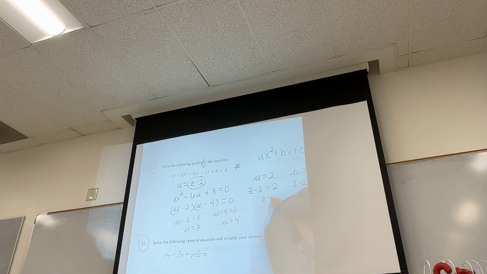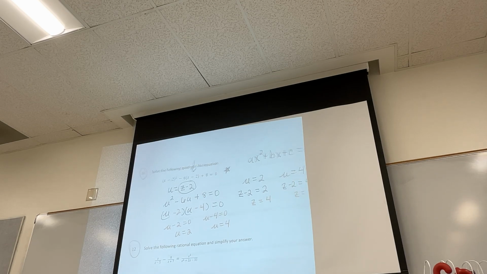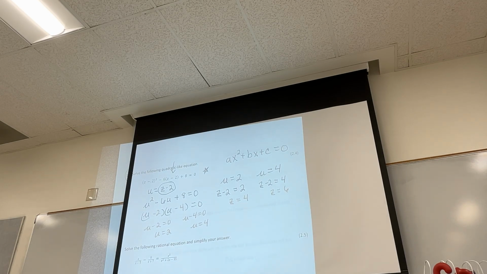So we get z equals 4 and z equals 6. Okay. So our solutions here are 4 and 6. Oh, sorry. Oh, thank you. Sorry if my z's look like 2's, but that's a z, okay. So we got 4 and 6, yes?